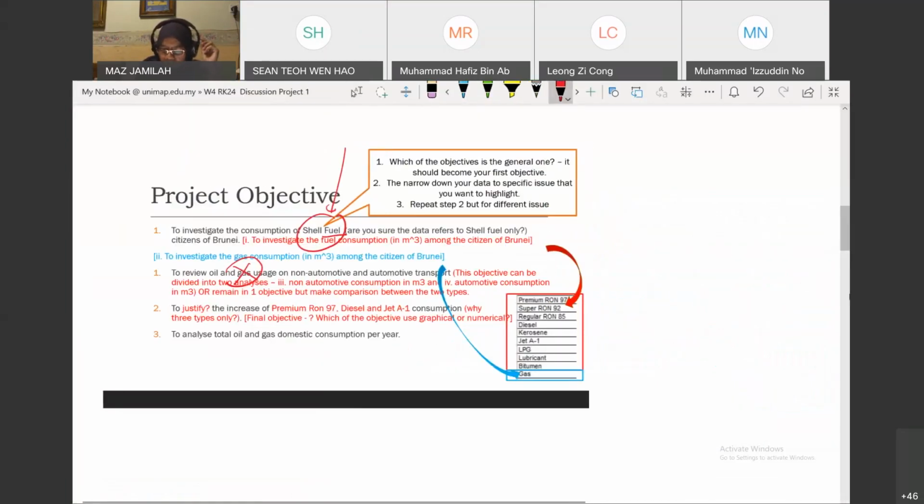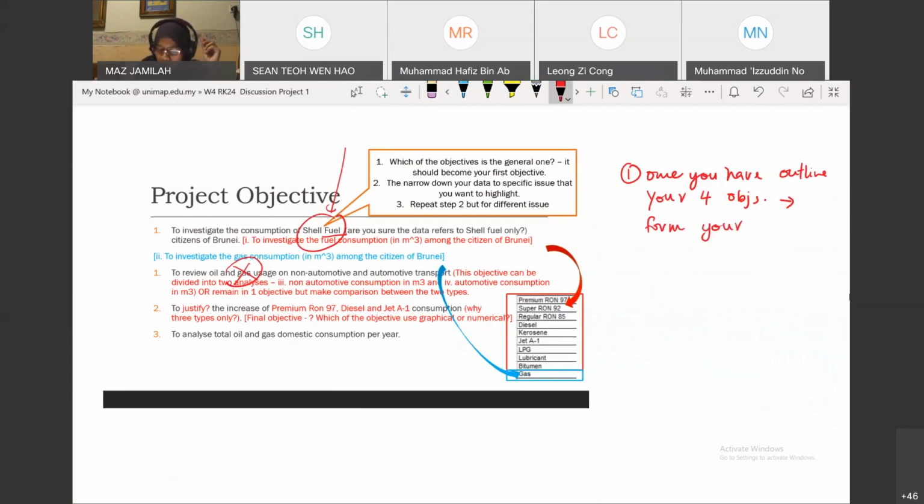Once you have outlined your 4 objectives, what I want you to do is reorganize your secondary data set according to your objective, just to give you a clear and correct perception of what you are going to do for each objective, according to your objective.